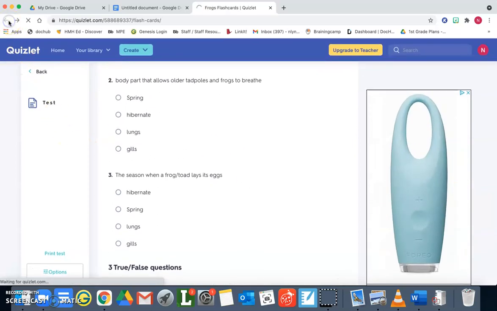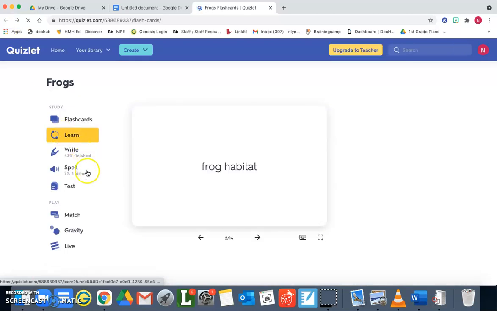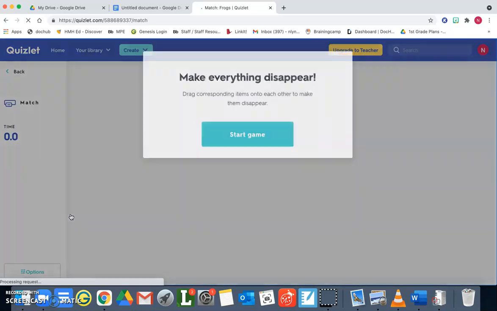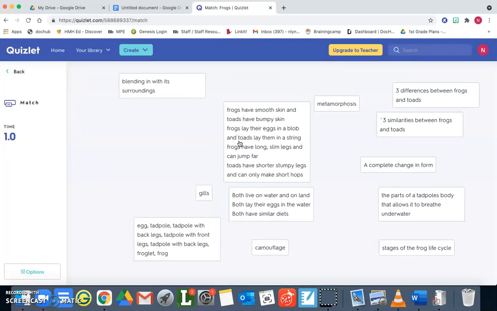And then the last thing that they can do is they can play games to also practice the material. So there's a match game. In the match game, you drag the term and the definition one on top of the other, and keep doing that until all the cards disappear. If you get it right, it will disappear into the background, and you keep doing that until they're all gone.